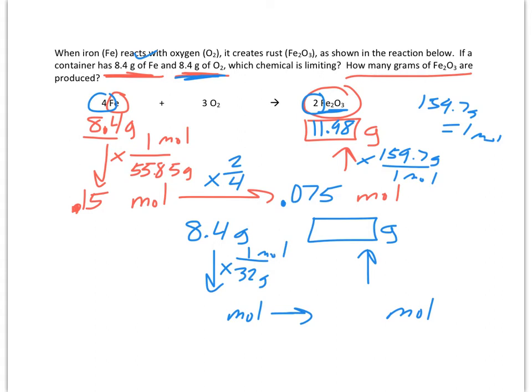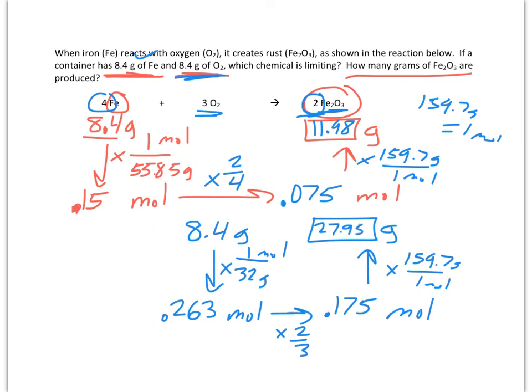So this is 0.263. Now I'm going moles to moles. I'm going from O2, which is 3, to this, which is 2. So I'll be multiplying by 2/3 to make that smaller. And in line with that, when I do that, I get 0.175 moles. And now I'm going to go up. Again, I'm going to multiply by the molar mass of Fe2O3. That's how many grams are in 1 mole. So times 159.7. And I get 27.95.